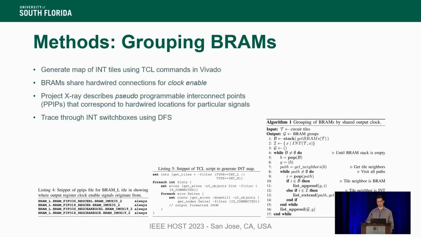And what we do to group the blockrams is we start from a list of all of the allocated blockrams, and we pick one and then perform DFS, a depth first search from that blockram, and then add all of the blockrams that are visited to a group. And then once that terminates, we start it over with the other blockrams that are allocated. And then once it terminates, it will return a list of all of the different groupings.